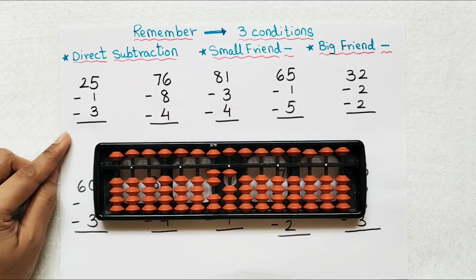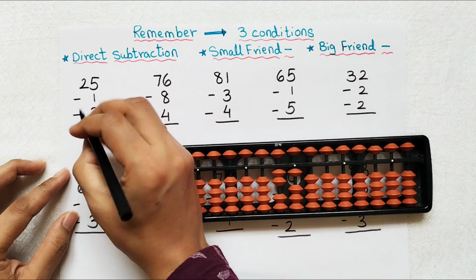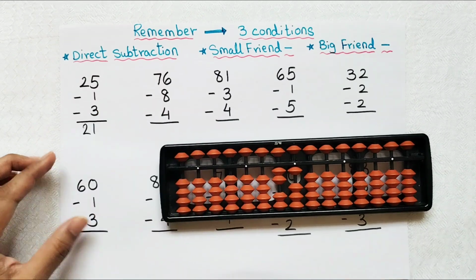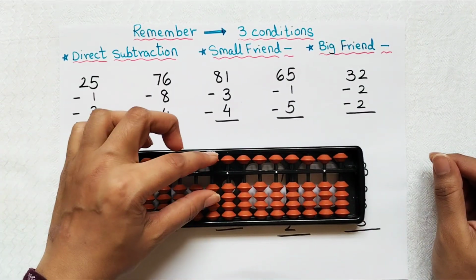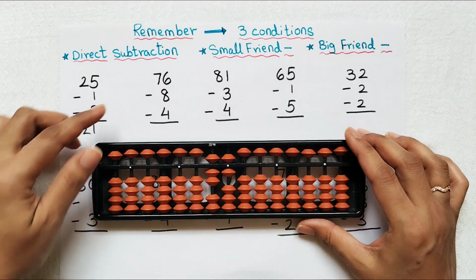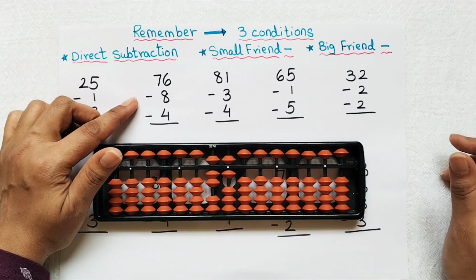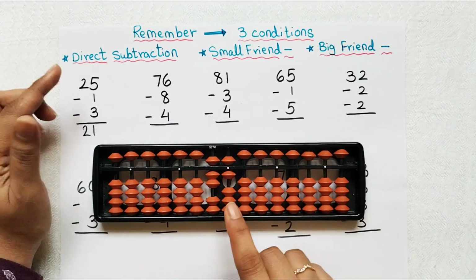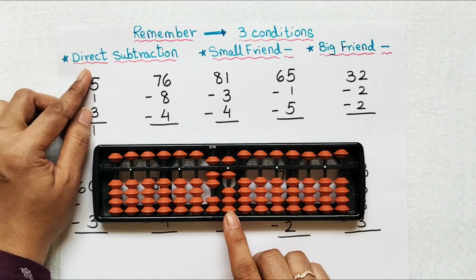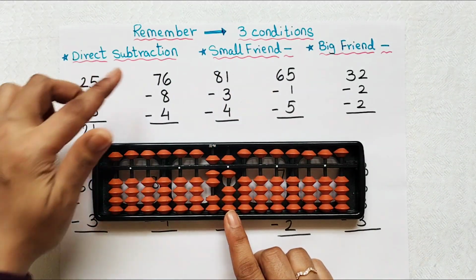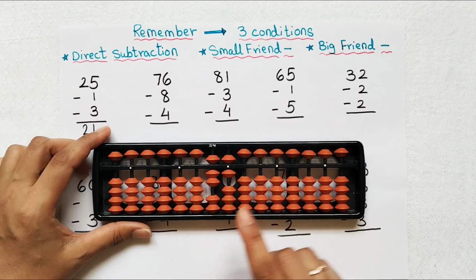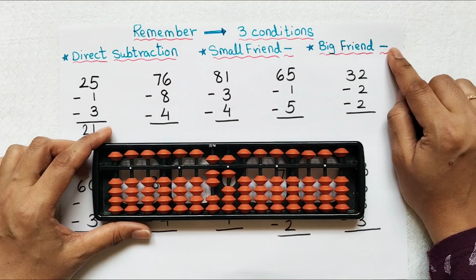Next one. 76 less 8 less 4. 76. Now less 8. We all know 8 is a big number. So first we have to check, can I do direct subtraction? No. So I don't have to look at the small friend because 8 is already a big number. So it has only big friend formula. So less 8 is less 10 plus 2.